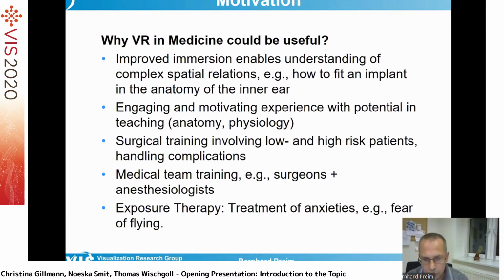That is the treatment of anxiety such as fear of height or fear of speaking publicly or fear of flying, where the immersive situation really makes persons believe to a strong extent that they really perceive the stimulus. So therefore, this works as an exposure therapy and people can be treated with this.